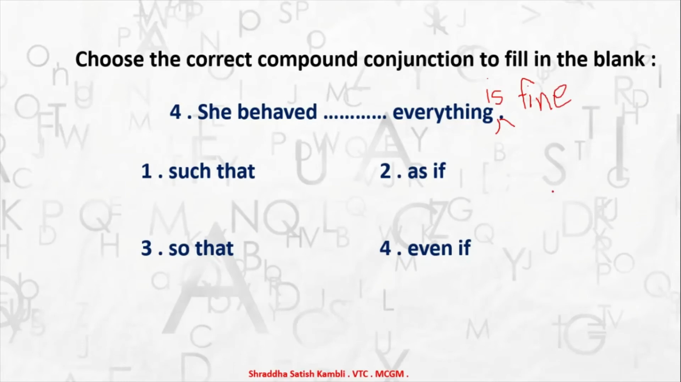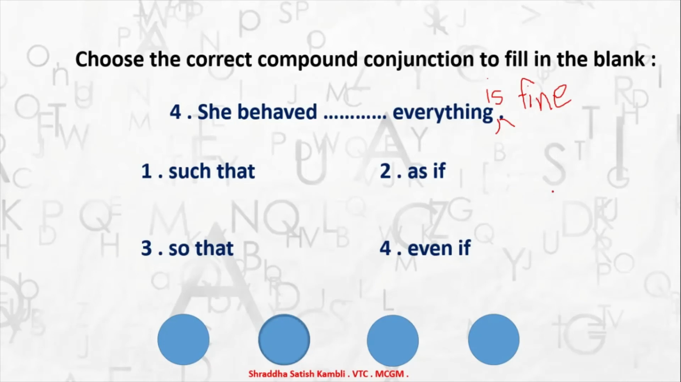So now what will be the answer? Will it be she behaved such that everything is fine? She behaved as if everything is fine? She behaved so that everything is fine? Or she behaved even if everything is fine? What will the answer be? It will be the second one. She behaved as if everything is fine.